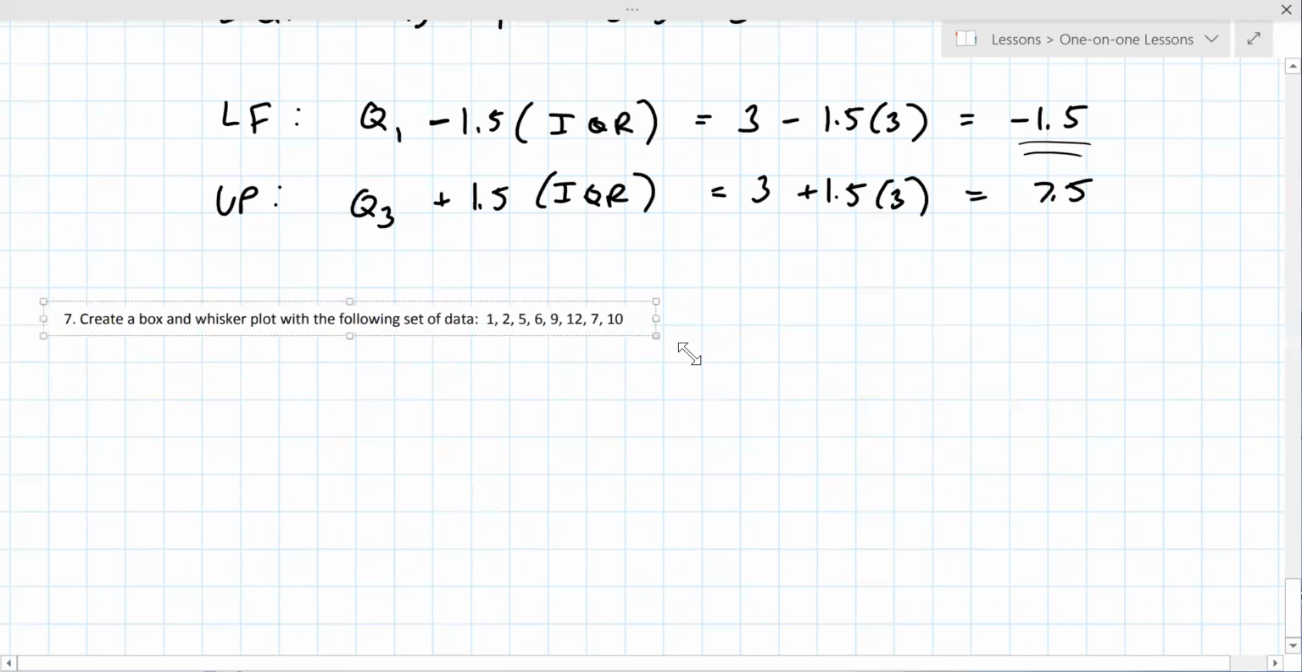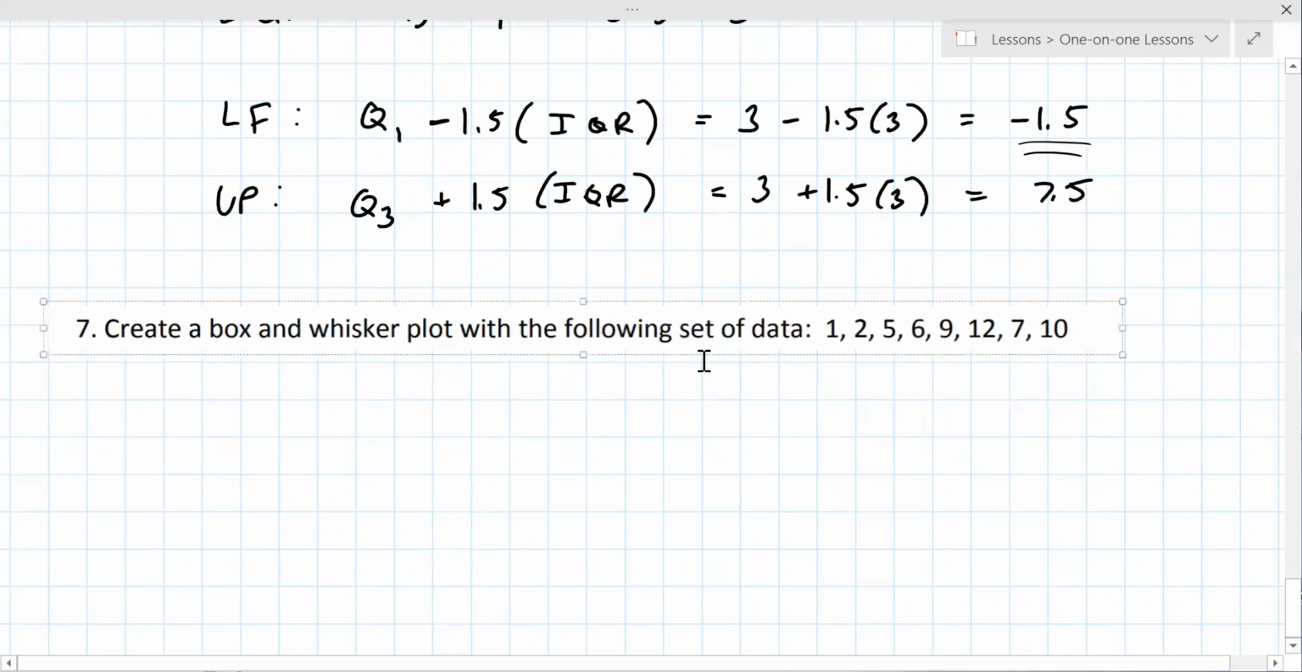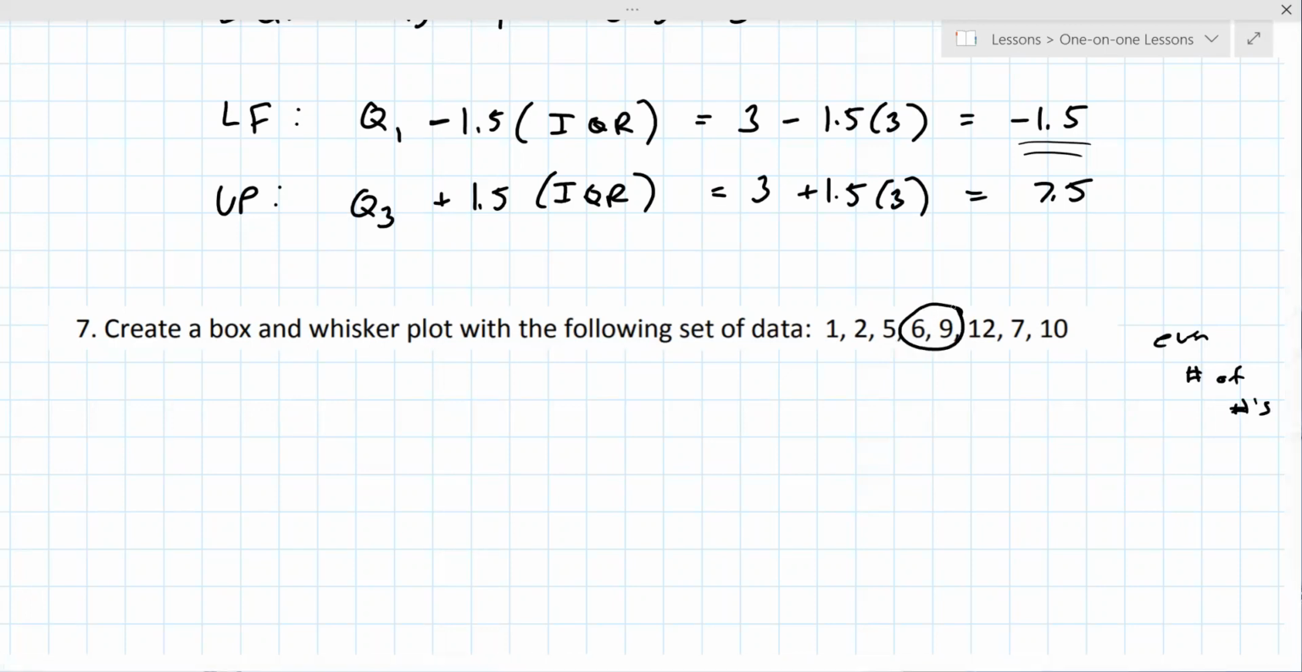All right, so create a box and whisker plot for the following set of data. This one is already ordered. What is the median? There's an even number of numbers this time. 6 and 9. So it's the average of those two. 7.5. Yes.